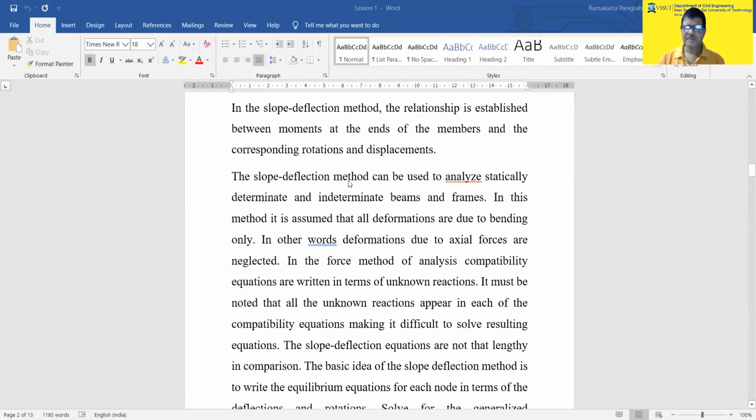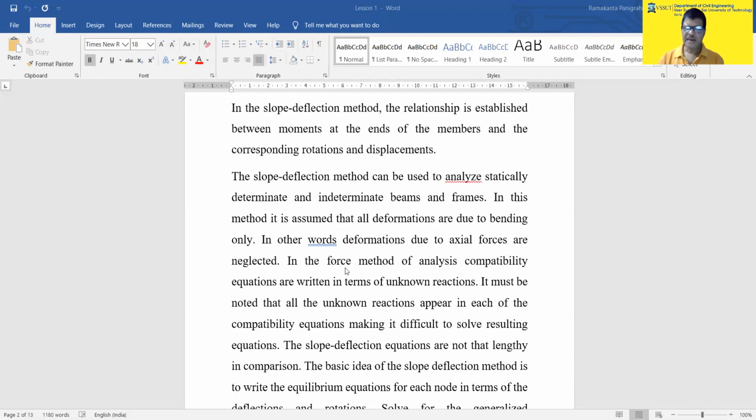Now, the slope deflection method can be used to analyze statically determinate and indeterminate beams and frames. Both can be used. It can be used for statically determinate as well as for statically indeterminate, both beams and frames. In this method, it is assumed that all deformations are due to bending only. So the shear deformation and axial deformation are neglected.